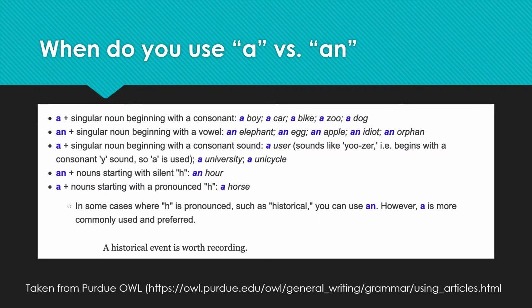How do you know whether to use a or an? Use them based on the sound of the next word. If the sound of the next word is a vowel sound, then use an. If it is a consonant sound, then use a.